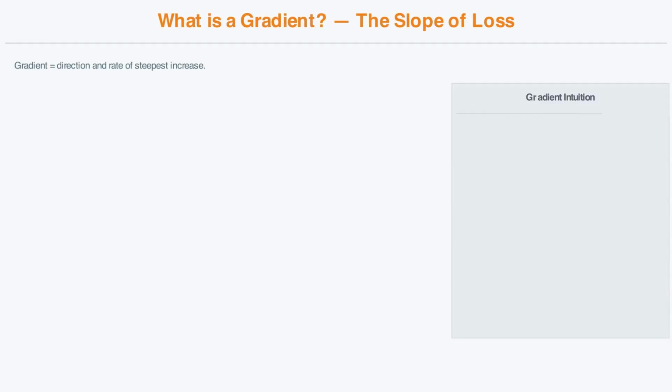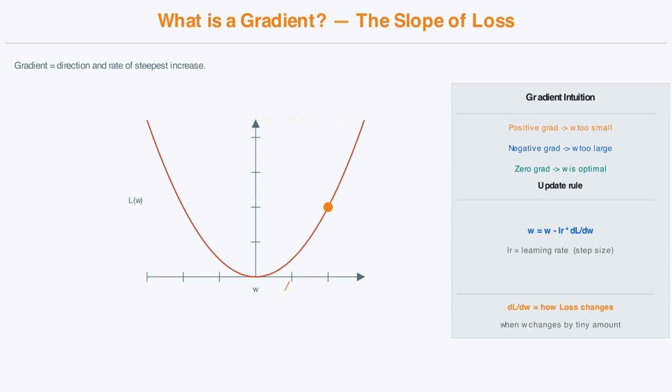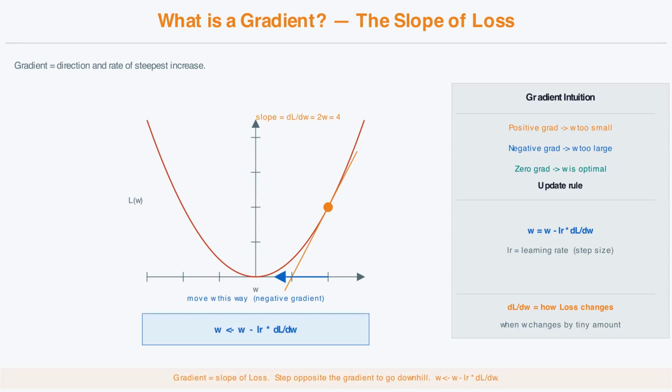The gradient is the slope of the loss with respect to a weight. If the gradient is positive, increasing the weight increases the loss, so we should decrease the weight. If the gradient is negative, increasing the weight decreases the loss, so we should increase the weight. The weight update rule is w equals w minus the learning rate times dL over dw. We move in the opposite direction of the gradient, downhill on the loss surface. The learning rate controls how large each step is. Too large and we overshoot. Too small and we crawl. The gradient is the compass. The learning rate is the step size.